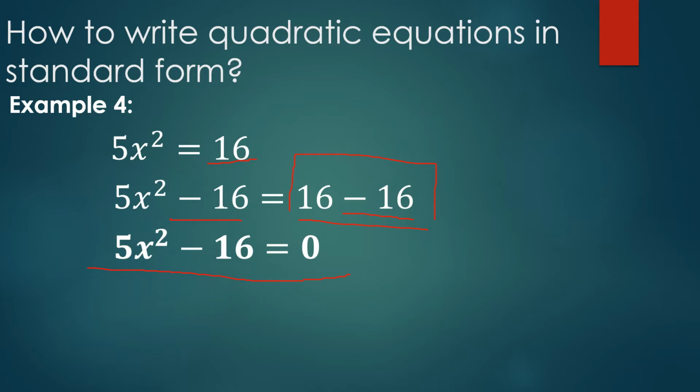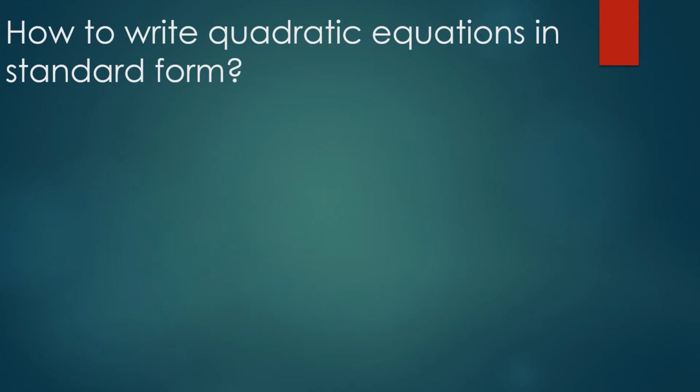Let us now determine the values of a, b, and c. As you can see on the final answer that we have, the value of our a is positive 5. How about b? The value of our b is 0. How about c? The value of our c is negative 16. Let's have example number 5. Negative 6x squared plus 5x is equal to negative 3.